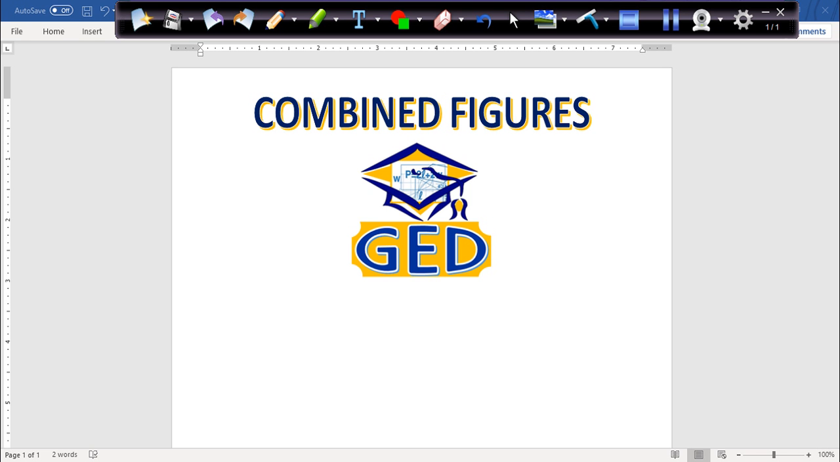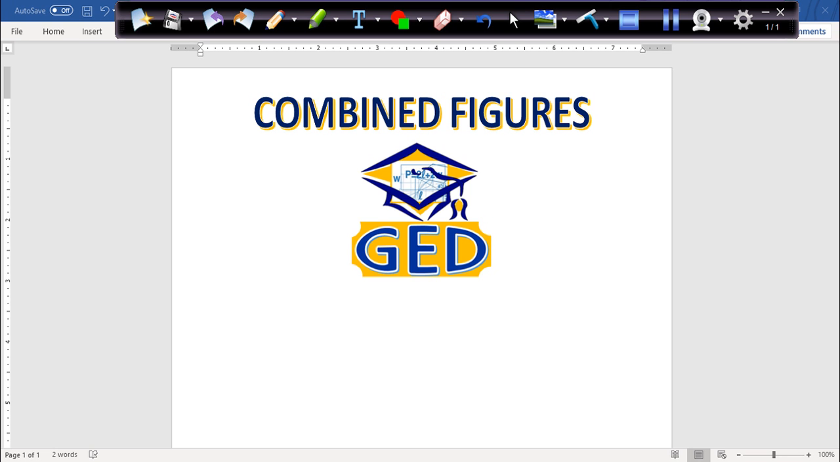Let's look at the top of page 406. So combined figures put together geometric figures to form a new shape. To find the perimeter of a combined figure, simply add the lengths of the sides. You may need to solve for one or more missing lengths. Let's look at example 1.